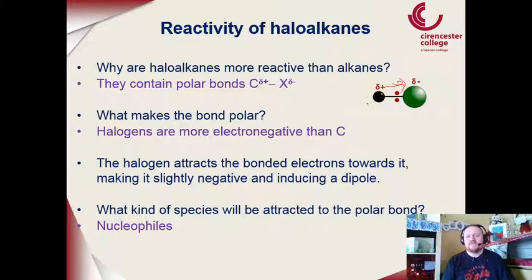Because we've got this delta positive here, what will happen is if I have something that has a spare electron pair, and we'll just say this is a nucleophile, we can see that the electrons want to go towards this carbon, and what will then happen is that will bond onto there. That will cause this bond here to be broken, and this is going to be your general mechanism for nucleophilic substitution in these.